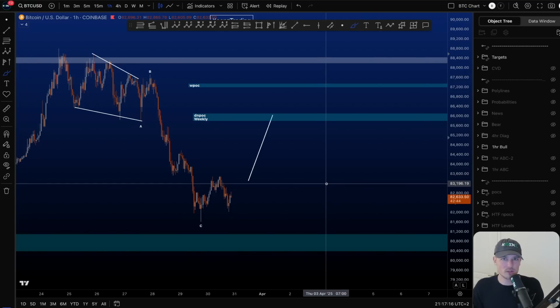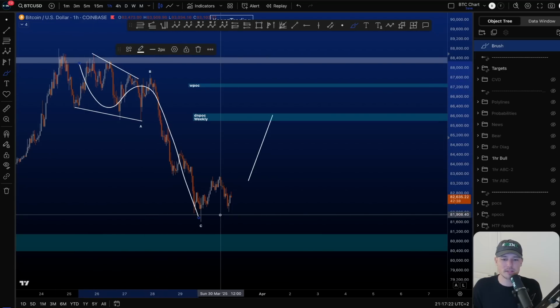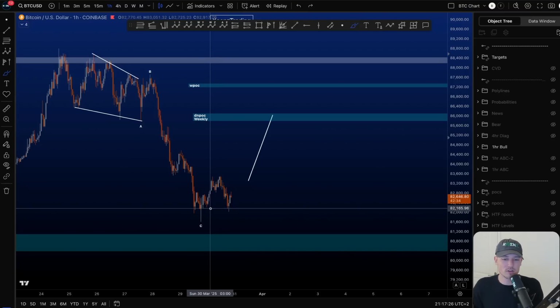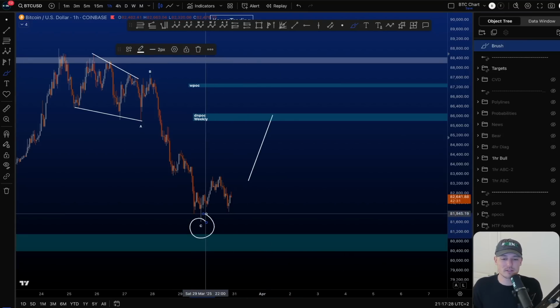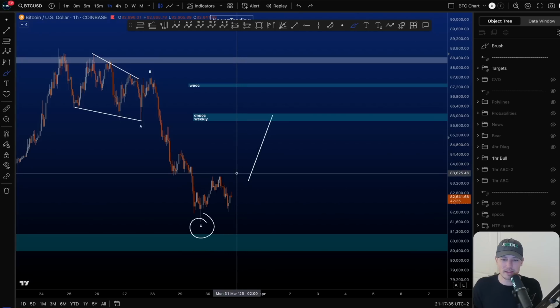Then we get to the third scenario, and this at the moment has a lower probability, but it is important to cover. So here we have an ABC towards the downside, which is a zigzag. Now in this scenario, you could theoretically count this as the low of a corrective structure and look for price to take out the highs here at about 88.8k.